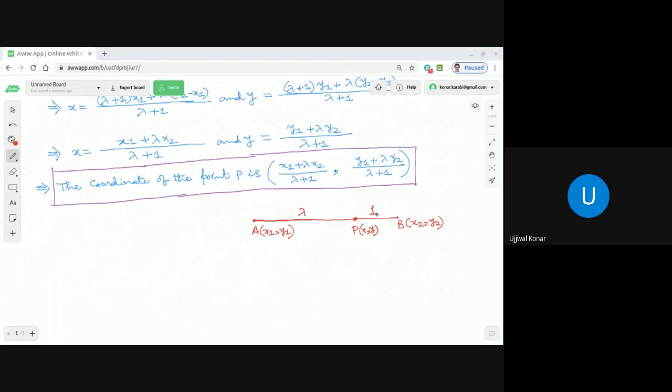So how to find it out, dear students, is that, as you see, what is x? I'm just helping you to remember this one. So it says that first you write lambda into x2. So it will be something like this: lambda into x2 plus 1 into x1.